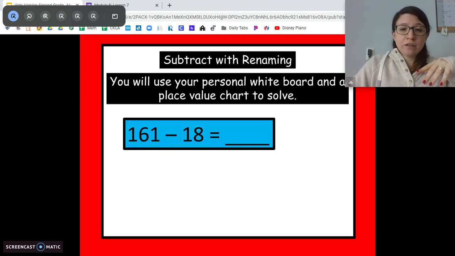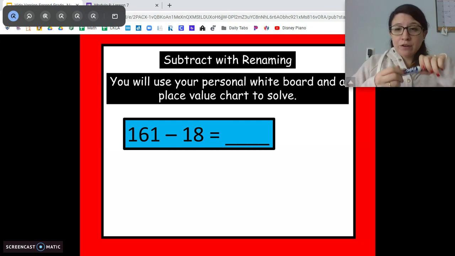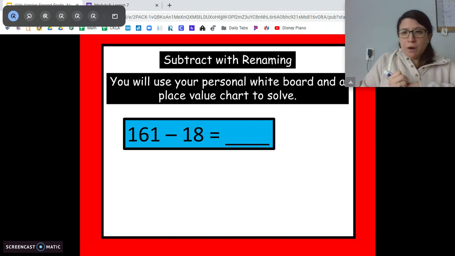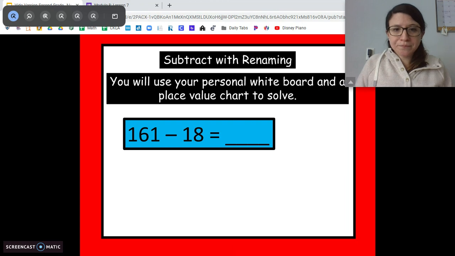All right, so here's our first problem. I want you to write it down on your board and solve it, and then we'll come back together and do it together to go over it. All right, so pause and do that now, and then we'll go over it.